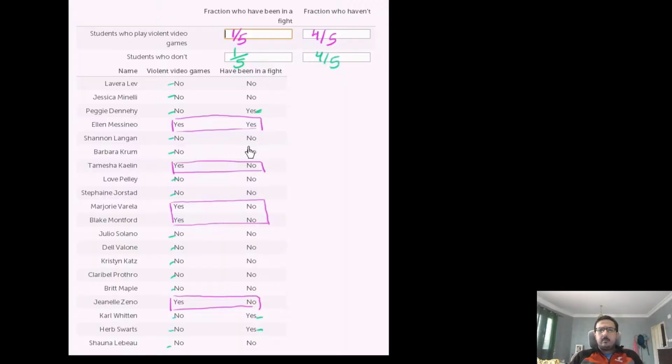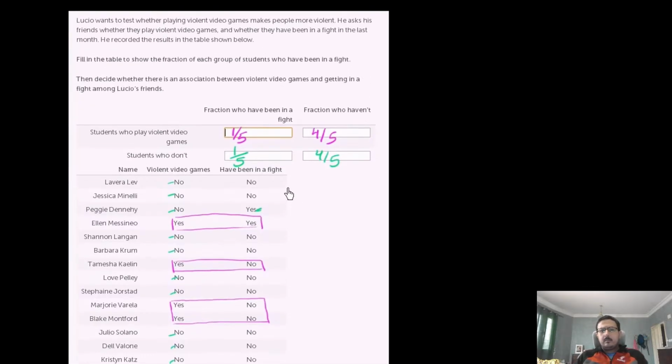4 out of 5. So based on Lucio's data, and this wasn't a huge sample size, obviously he only found 5 kids who were playing violent video games, and one of them had gotten into a fight. So this isn't a super rigorous study, but at least based on his data, if we're trying to decide whether there's an association between violent games and getting into a fight amongst Lucio's friends, it doesn't seem like there is. It seems like relatively, whether or not they play violent video games or not, 1/5 of them have been in a fight in the last month. So it really doesn't seem any difference.